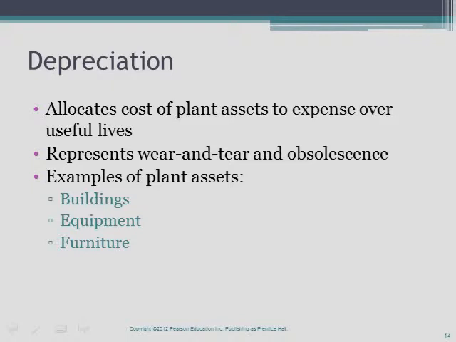The process is identical to a deferral type adjustment. The only difference is the type of asset involved. Plant assets are long-lived tangible assets such as buildings, land, furniture, and equipment. All plant assets but land decline in usefulness, and this decline is an expense. So we want to always remember that land does not depreciate. Accountants spread the cost of each plant asset except land over its useful life.